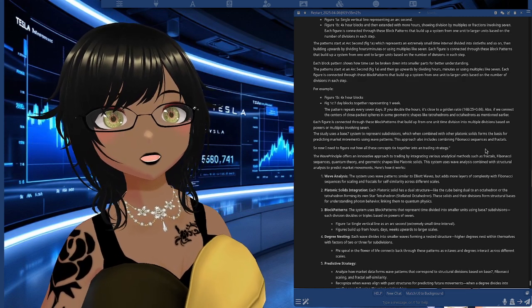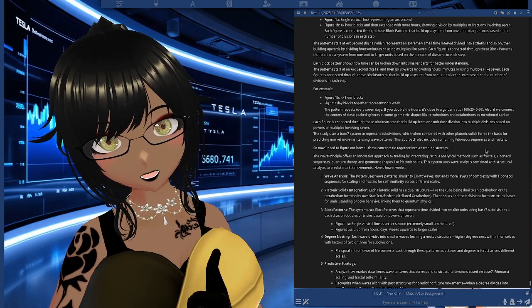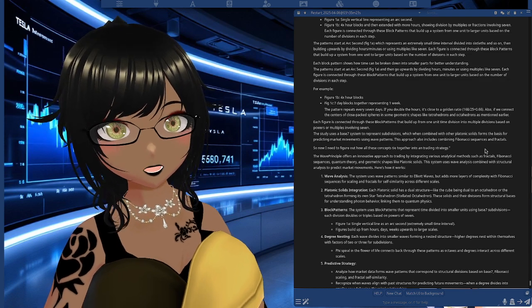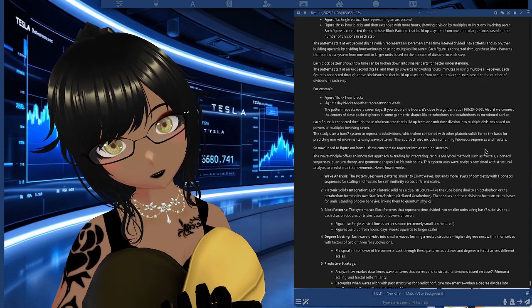Each block pattern shows how time can be broken down into smaller parts for better understanding. The patterns start at an arcsecond figure and then go upwards by dividing hours, minutes or using multiples like 7.